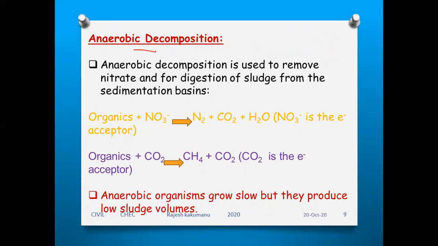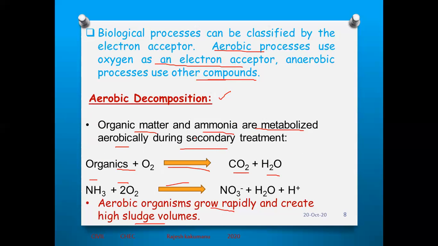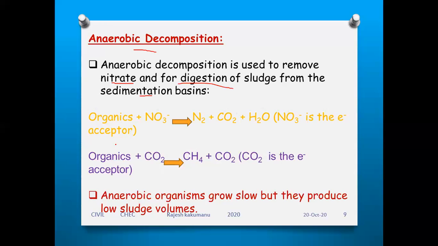Next, coming to the anaerobic decomposition process. In this anaerobic decomposition process, what happens? It is used to remove the nitrates and for digestion of the sludge from the sedimentation basins. In the aerobic decomposition, what happens here? It creates high sludge volumes, whereas in the anaerobic decomposition, it is used to remove the nitrates and for digestion of sludge from the sedimentation basins.